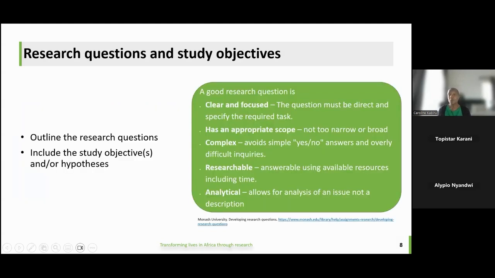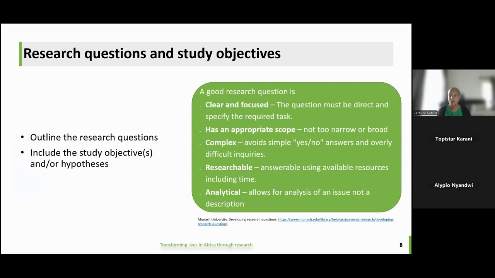Then you also want to describe the research questions and study objectives. And I thought it might be useful, again, just to think about what is a good research question. I'll share the slides after this. And Monash University has a really good website where they discuss developing research questions, and it includes an interactive quiz as well that enables you. They sort of share 3 iterations of a question and you pick which is the best framing of the research question.